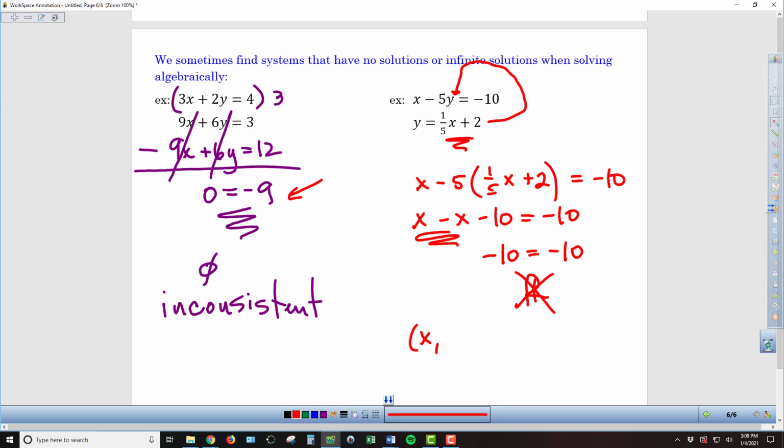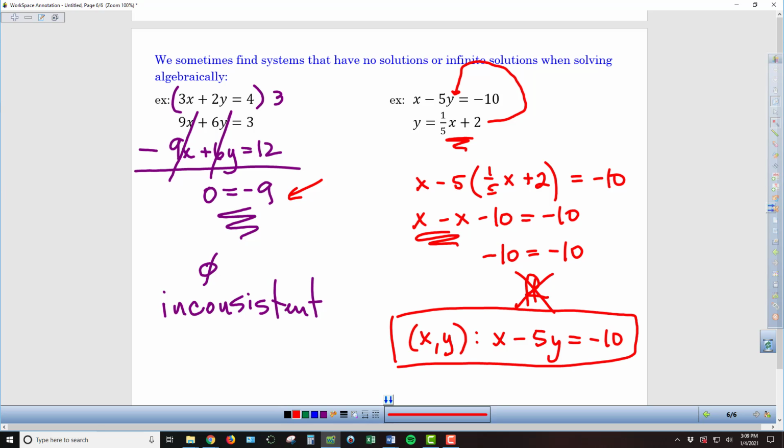So that's going to be x comma y, and then we can write down either of the two equations, since again they're representing the same thing. So I'll just use that top one, x minus 5y equals negative 10. And so this is our solution. So the system is consistent because we do have an answer, but we say that it's dependent because the two equations represent the same line.